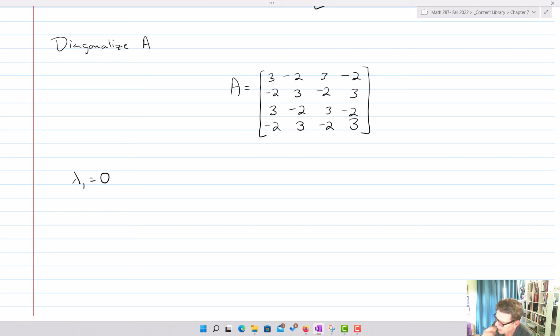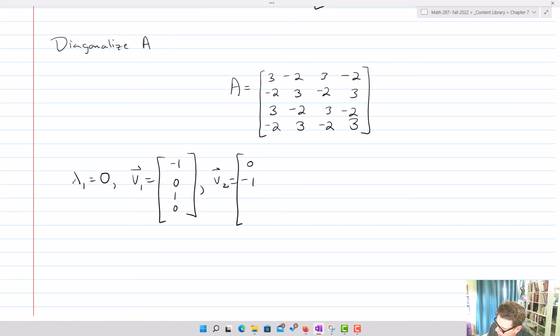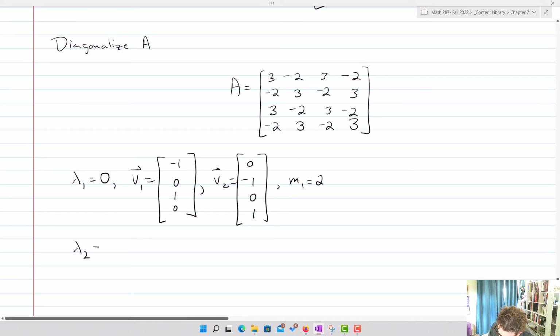Lambda 1 equals 0, and we get v1 equal to -1, 0, 1, 0, and v2 equal to 0, -1, 0, 1. Okay? Notice that our algebraic multiplicity m1 is equal to 2. Then I have lambda 2, which is equal to 2, and it has an associated eigenvector v3 equal to 1, 1, 1, 1. It also has an algebraic multiplicity m2 equal to 1.